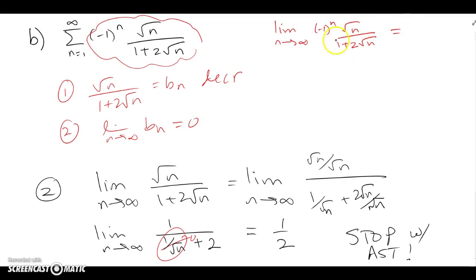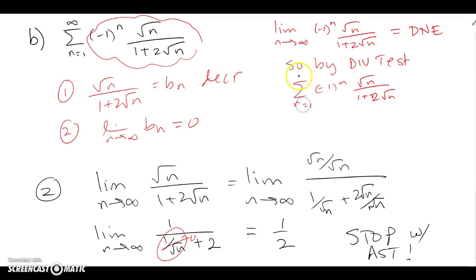This is going to go to a half. This is going to keep causing it to switch back and forth and approach positive and negative a half eventually. So that limit actually will not exist. So by divergence test, this guy, we can say, actually diverges. So AST sort of gave us a hint in the process, but ultimately, by divergence test, this series diverges. I don't even have to go bother checking for decreasing.